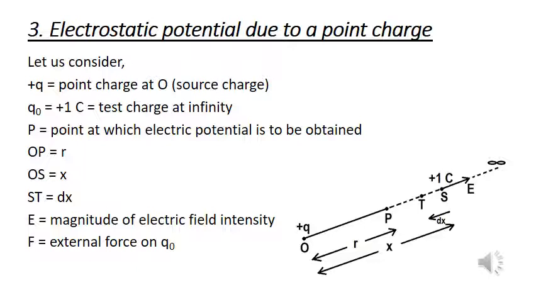For this, let us consider a point charge plus Q situated at point O, which is a source charge, and it has its own electric field around it, and the magnitude of electric field intensity is given by E. Q naught is a test charge at infinity, and its magnitude is 1. P is a point at which electric field is to be obtained, and in figure OP is equal to R, OS is equal to x, ST is equal to dx, and F is the external force acting on Q naught by an external agent.